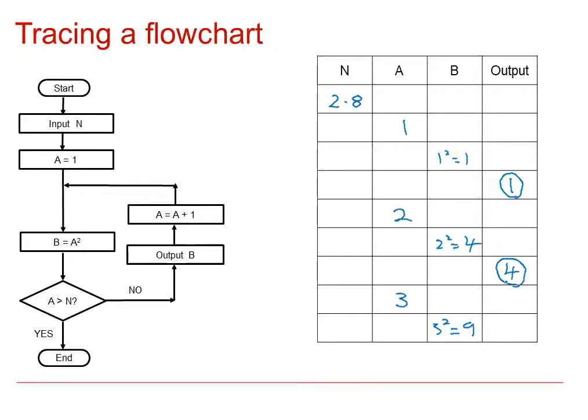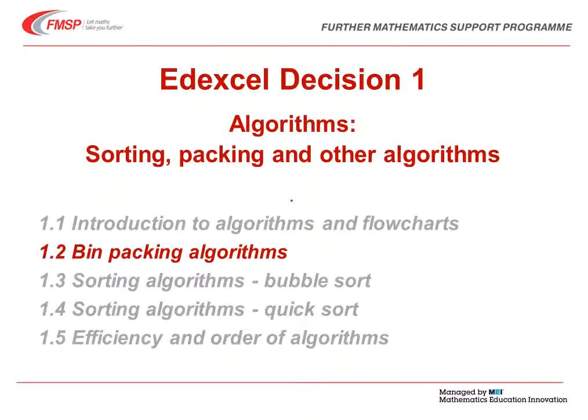So this algorithm, this simple little algorithm, has squared the integers, the positive integers, smaller than 2.8. And exam questions may ask you to recognise what the algorithm has achieved. So you may come across algorithms that find prime numbers or square numbers or triangular numbers, etc. In the next session we'll be looking at bin packing algorithms.